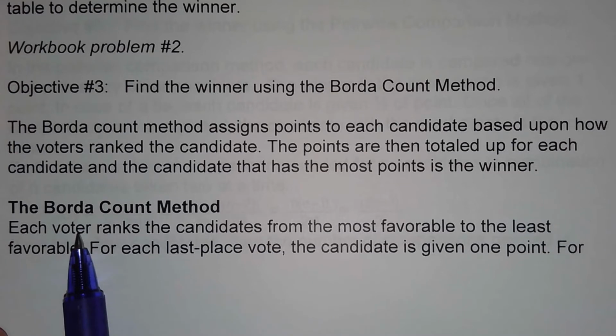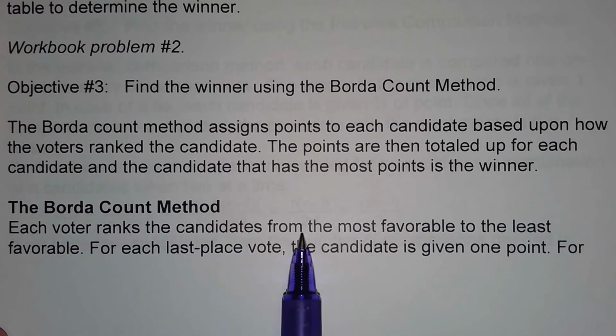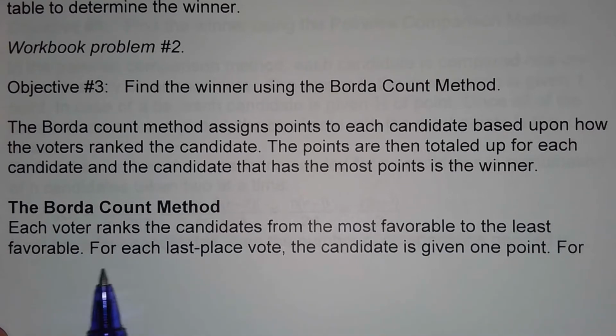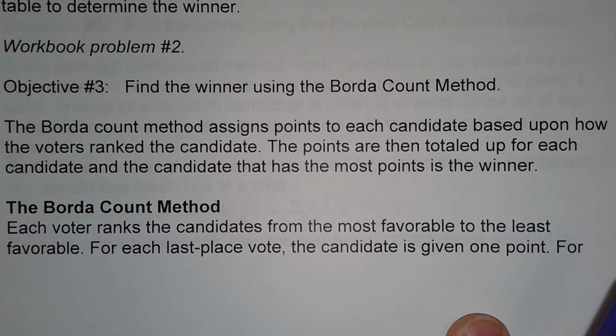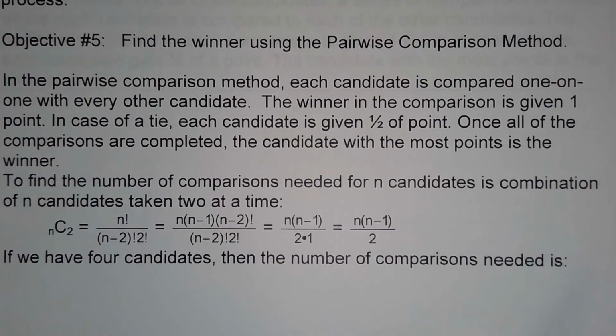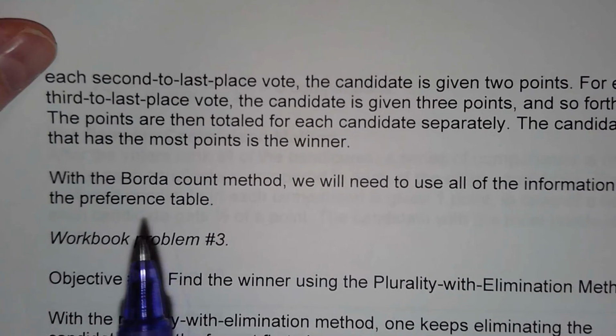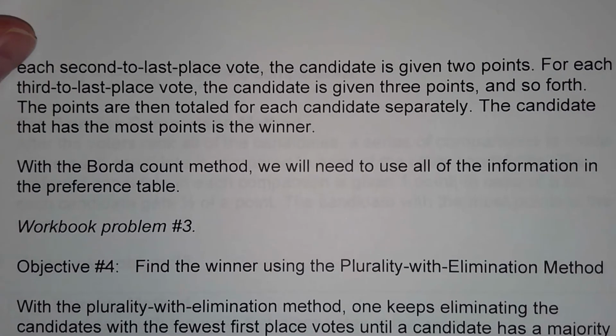So each voter ranks the candidates from most favorable to least favorable. For each last place vote, the candidate is given 1 point. For each second to last place vote, the candidate is given 2 points. For each third to last place vote, the candidate is given 3 points, and so on and so forth. The points are then totaled for each candidate separately. The candidate that has the most points is the winner.